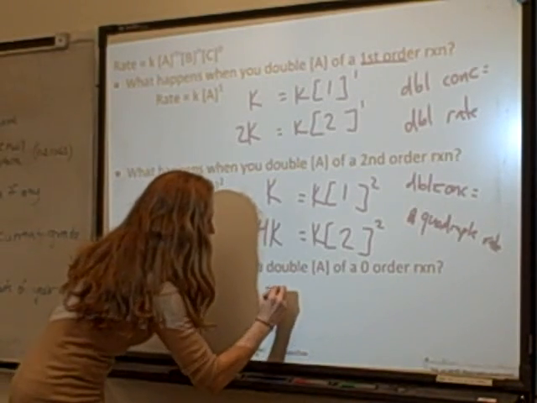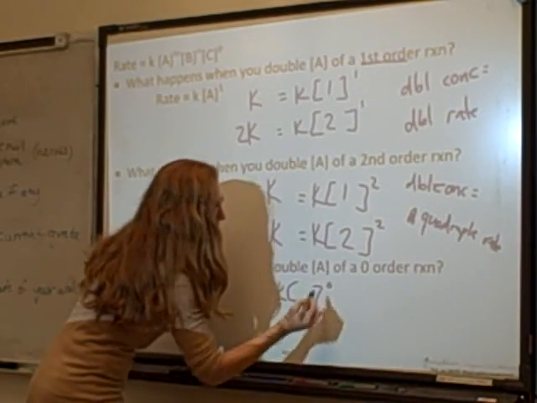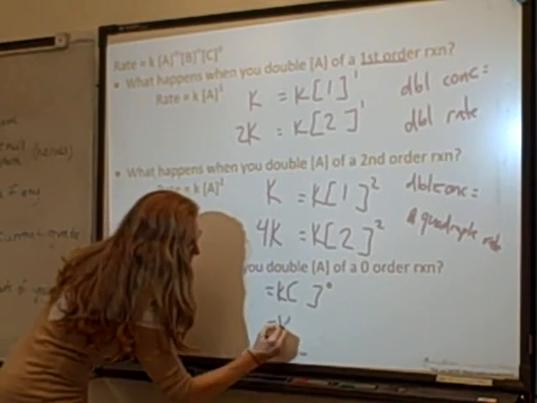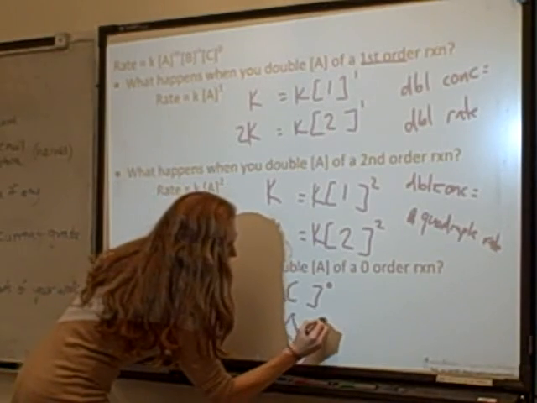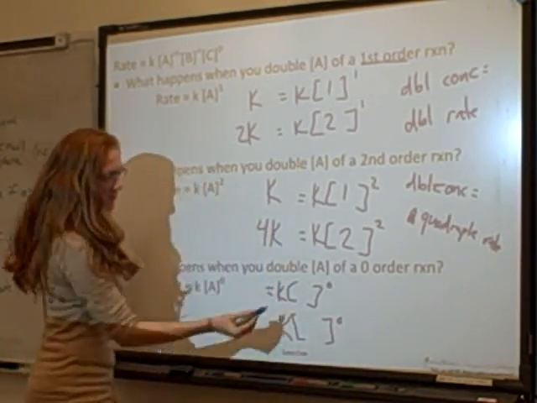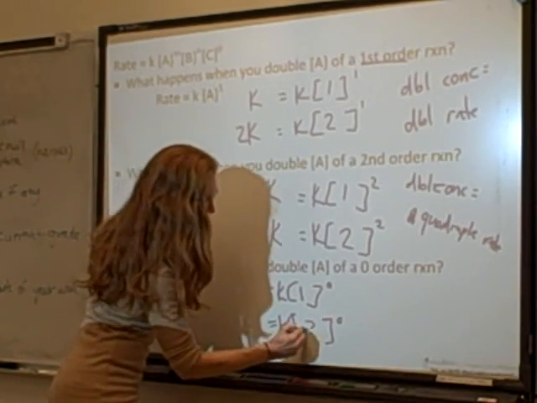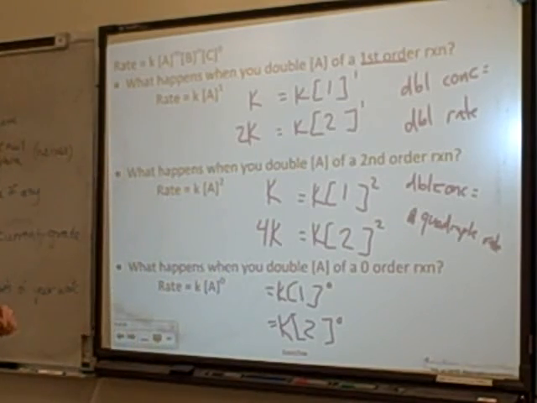Okay. And the last one is if you have a zero order. So the rate is equal to K times concentration of A, or whatever your concentration is, to the power of 0. And then you carry that out again. Rate equals K times concentration to the 0 power. So the first time I'm going to carry this out with a concentration of 1, and the second time, concentration of 2.